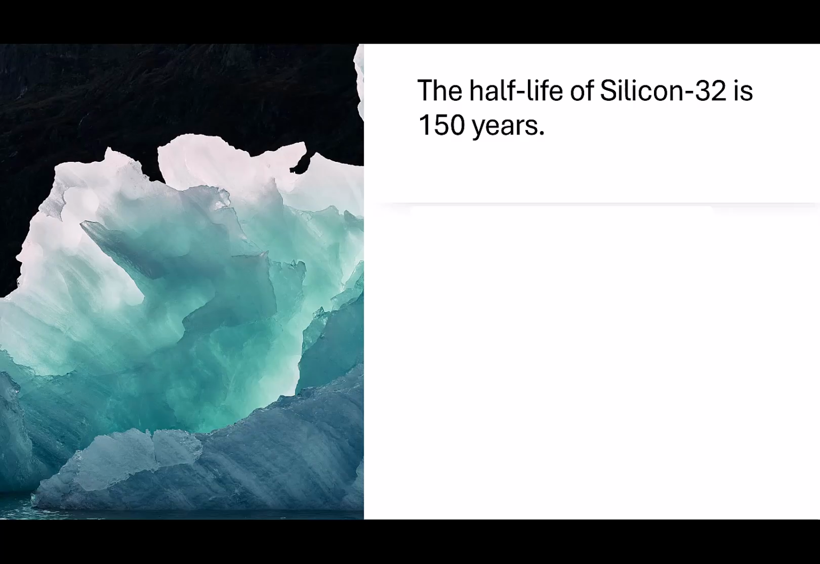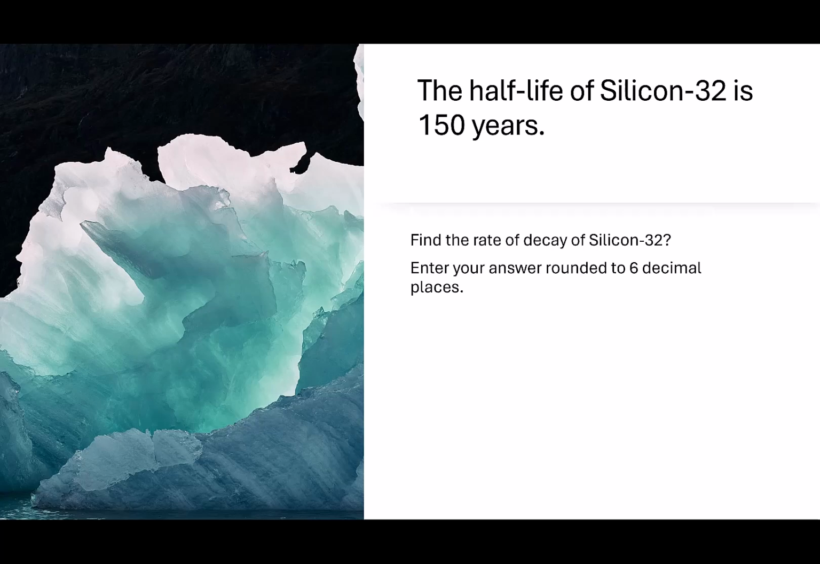In this video, we're going to walk through the exact steps to calculate its rate of decay, then determine how much of an 80 milligram sample would actually remain after 450 years. To get started, we'll find the rate of decay of silicon-32. Because the rate of decay is so long, we want a lot of decimals in our answer, so we're going to give 6 decimal places.